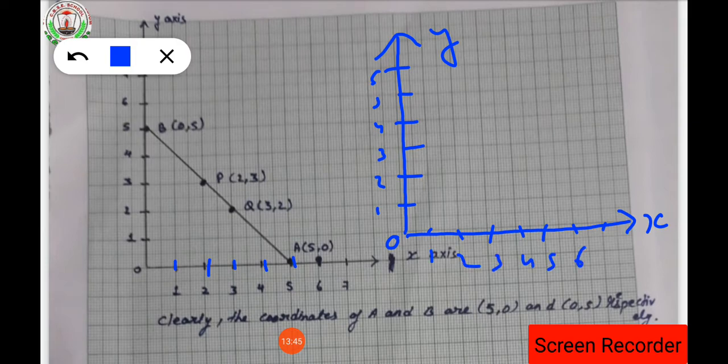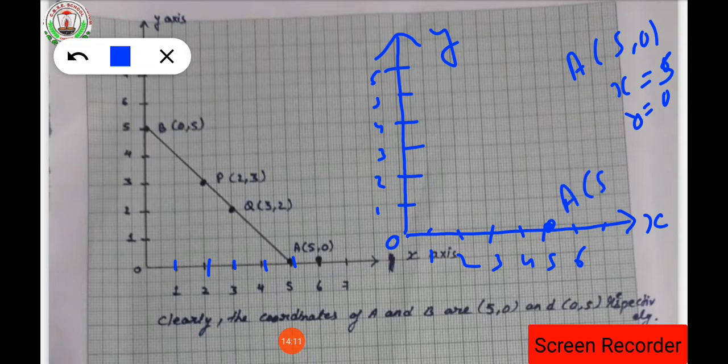Okay. Now, the first coordinate, that means A is (5, 0). That means x is 5 and y is 0. Isn't it? Now we have to mark it. So y is always 0 on the x-axis. So here point A is on the x-axis. So the coordinates of A will be (5, 0).